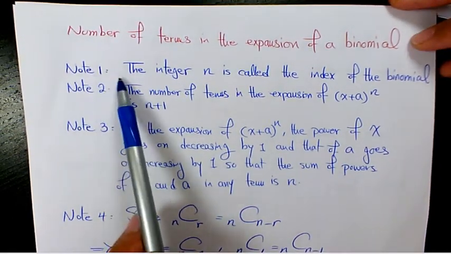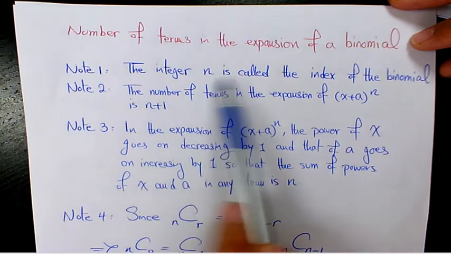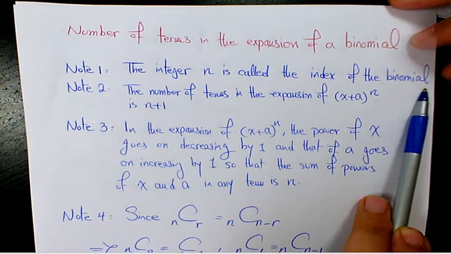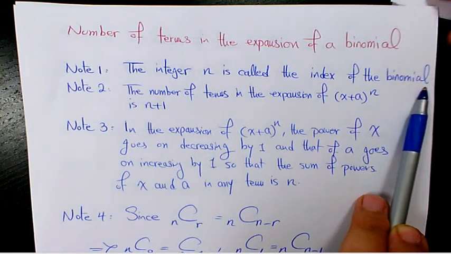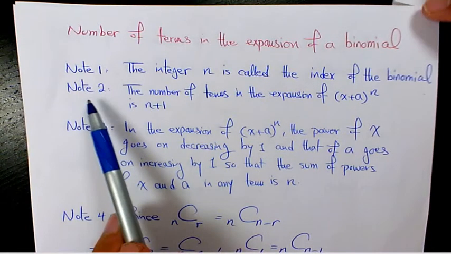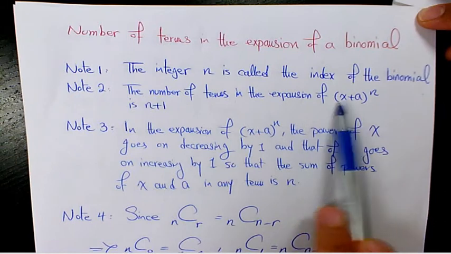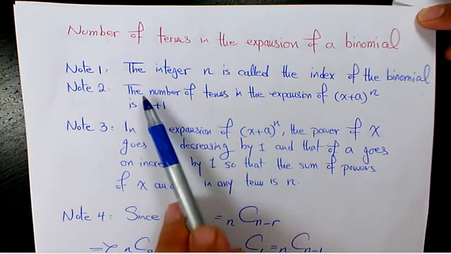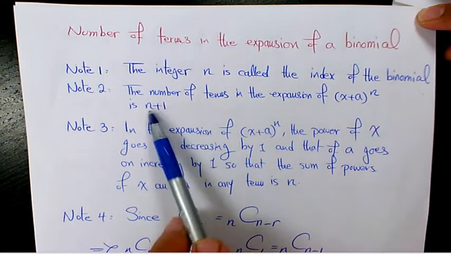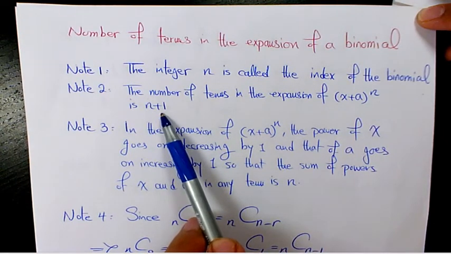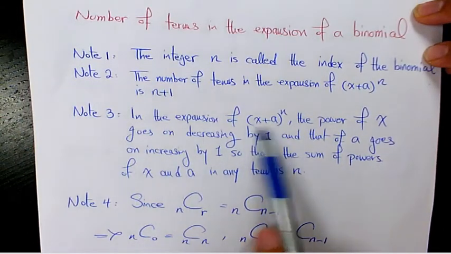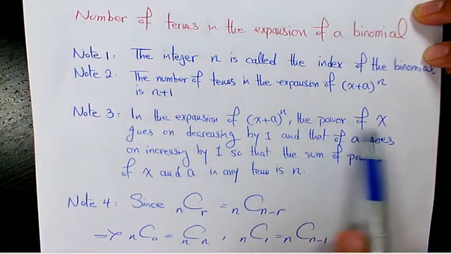Note number 1. The integer n is called the index of the binomial. For example, if you have x plus y to the power of 6, the index is 6. The number of terms in the expansion of x plus a to the power of n is n plus 1. So whenever the index is n, the number of terms is going to be n plus 1. So it's super easy.